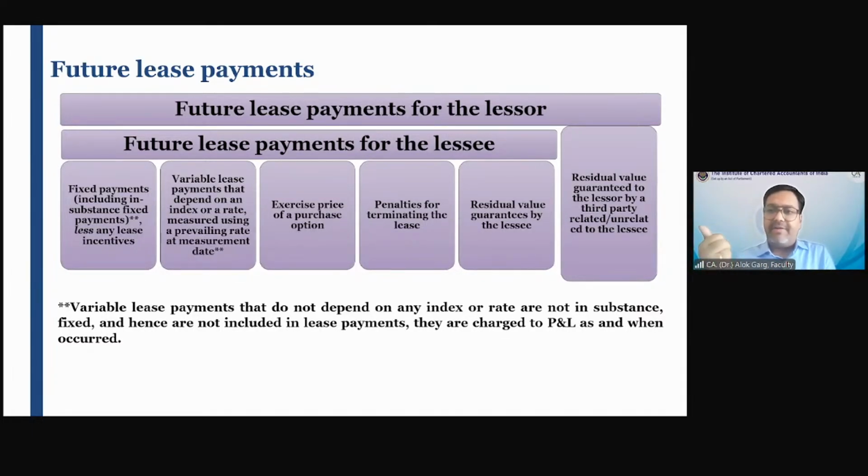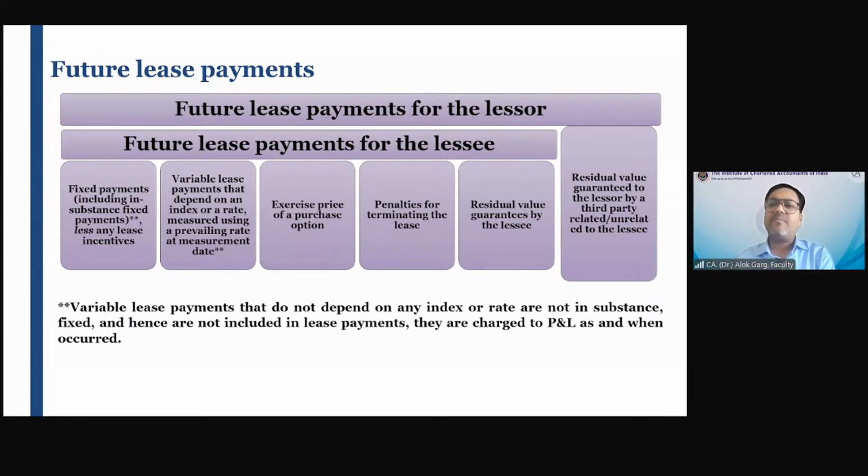the meaning of identified asset. We discussed the meaning of right to control the use of an asset. We discussed the concept like substantive right to substitute the asset. If the lessor has a substantive right to substitute the asset, it is no more an identified asset. And the lessee should have a right to control the use of an asset, which means the lessee should have two conditions. The lessee should have the right to obtain all the economic benefit from the use of the asset largely, plus the lessee should have the right to direct the use of an asset, meaning how and for what purpose the asset is going to be used. Is that clear?